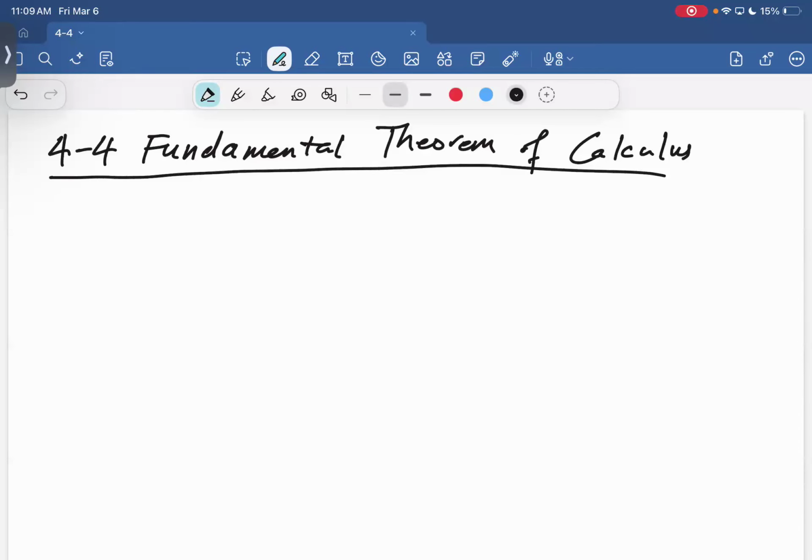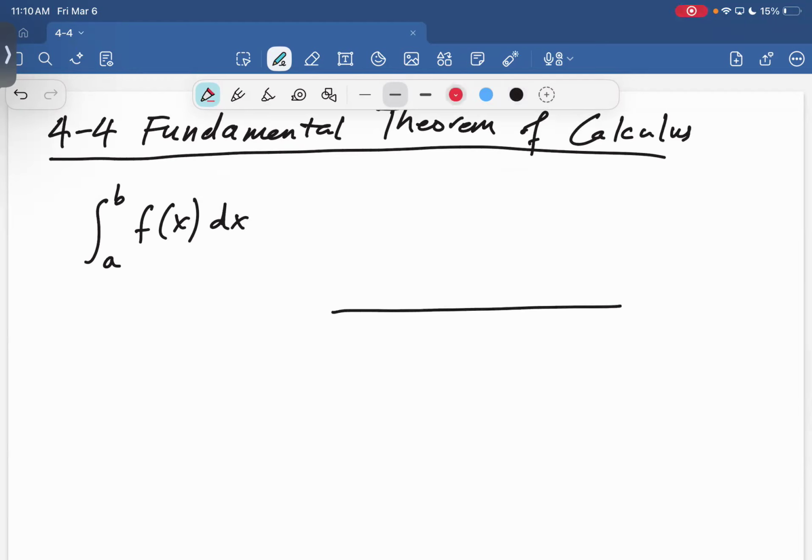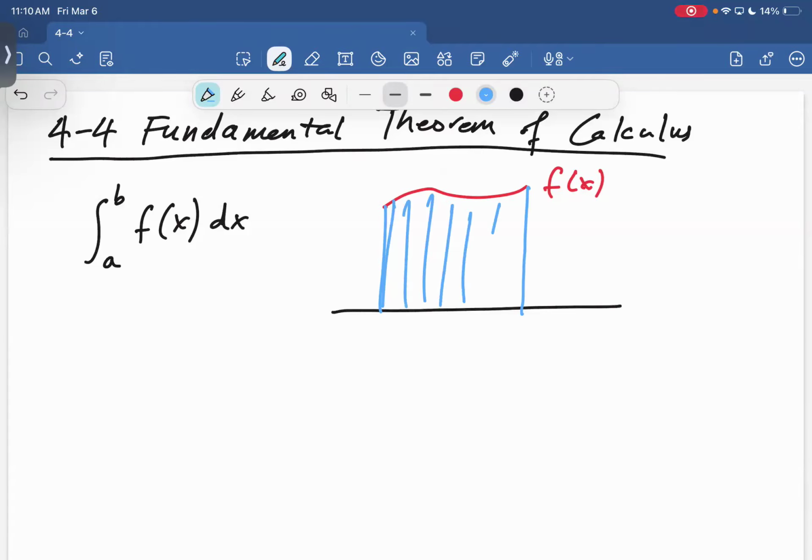So today's lecture is on the fundamental theorem of calculus. As you guys recall, what is a definite integral? A definite integral is the area under a curve, right? So for a function f of x, the integral between a and b is going to be the area between the function and the x-axis, and between the lines x equals a and x equals b.